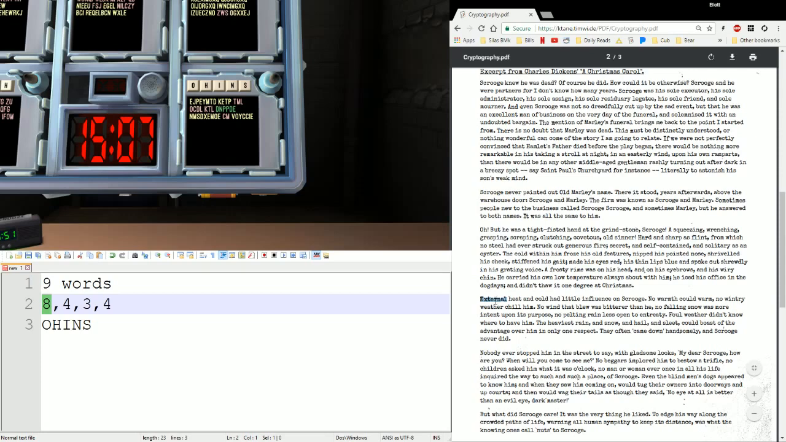E-X-T-E-R-N-A-L. So let's check this one. This is 8. Then we want a 4-letter word, heat. 3-letter word, and. Cold, 4-letter word. And 9 words total. 1, 2, 3, 4, 5, 6, 7, 8, 9.